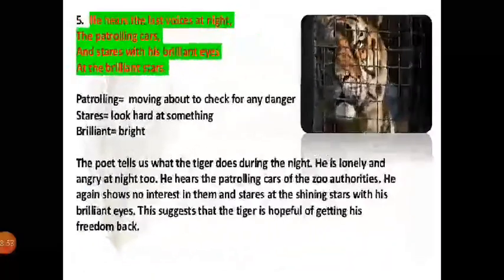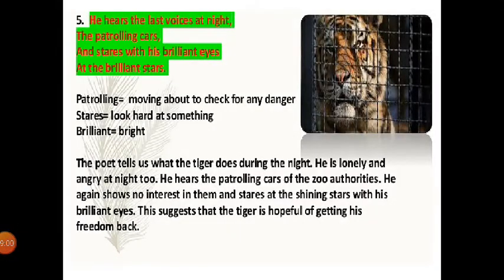The fifth stanza of the poem: he hears the last voices at night, the patrolling cars, and stares with his brilliant eyes at the brilliant stars. Here the word patrolling is used for moving about to check for any danger. The police vans or the cars which are safeguarding the animals or the other things. Stares means look hard at something, and brilliant is used for bright.